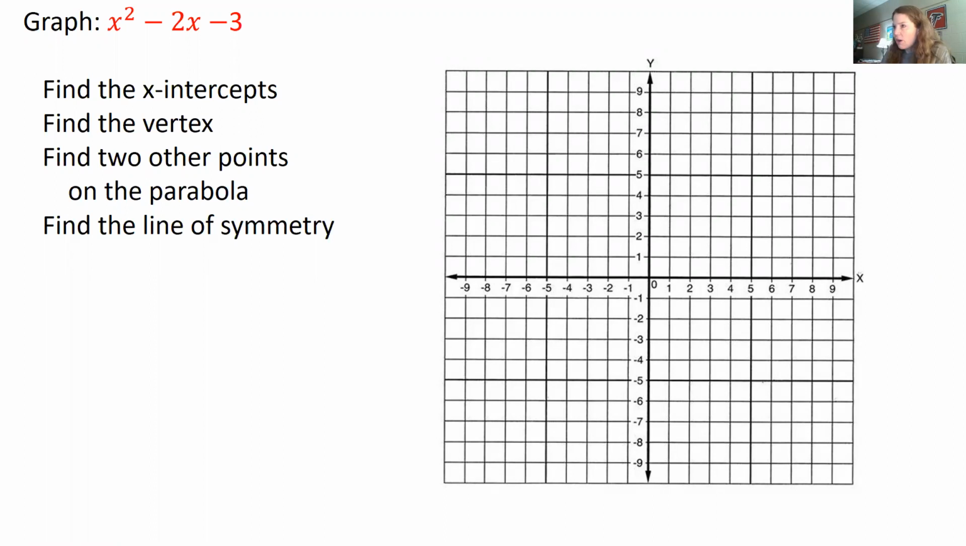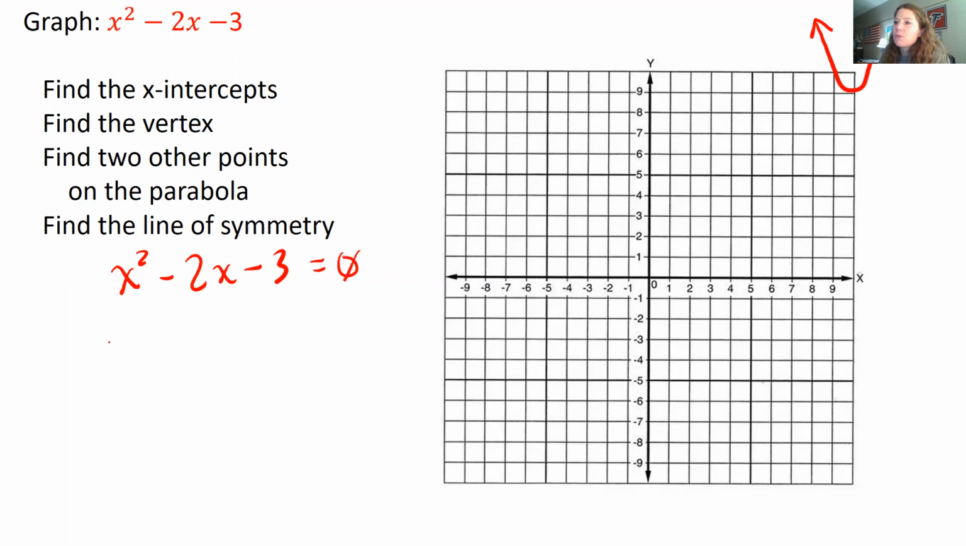So here we are with x squared minus 2x minus 3. The first thing it tells us to do is to find the x-intercepts. Anytime you find x-intercepts, that means you always set your equation equal to 0. First thing we notice, hopefully, is that our leading coefficient is positive, so we should end up with a parabola that opens upward. We're going to set this equal to 0.